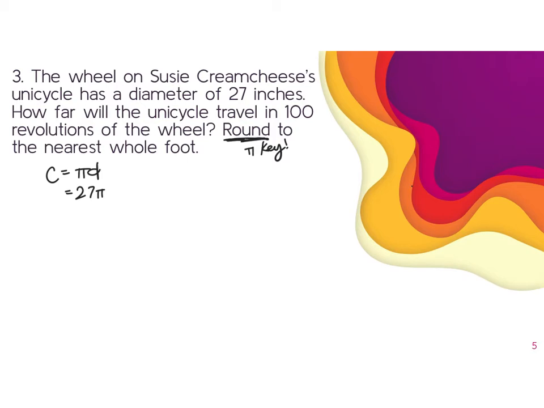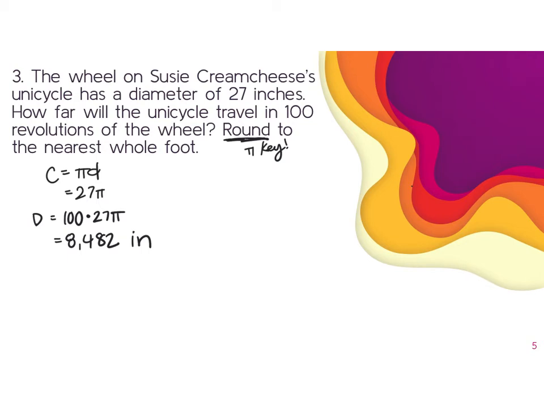Now, this is just one time around. It's telling us that she's going 100 times around. So the distance is equal to 100 times 1 time around, 27 pi. Now you can go ahead and type this in your calculator, and you can use the pi key, and you will get 8,482, rounded to the nearest whole inch here because 27 was in inches.